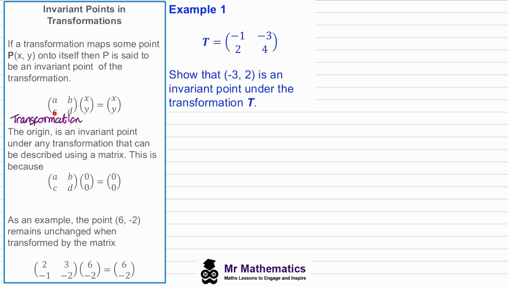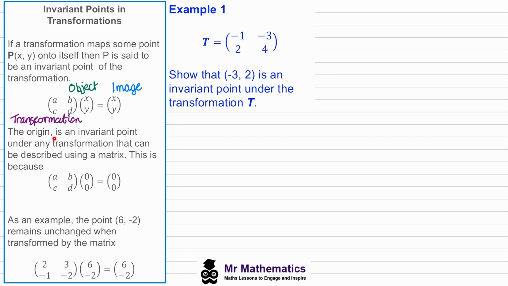We have our transformation matrix, which we apply to the object with coordinates x, y. And when we apply the transformation, we get the coordinates of the image. You can see in this example, the coordinates of the object and the image are equal. They're both x, y. As we progress through the video, we're going to use this equation.